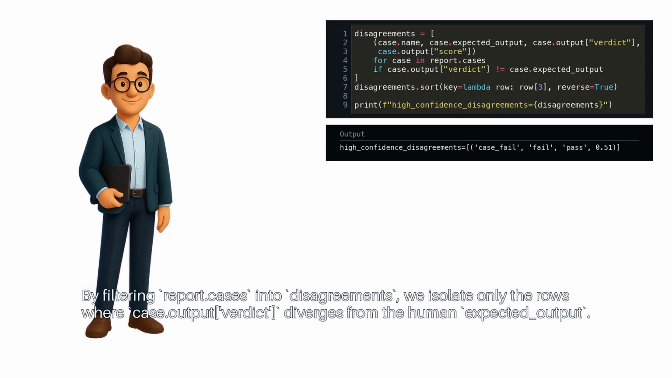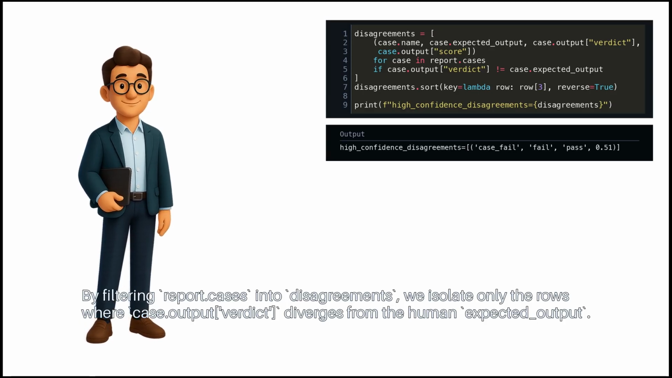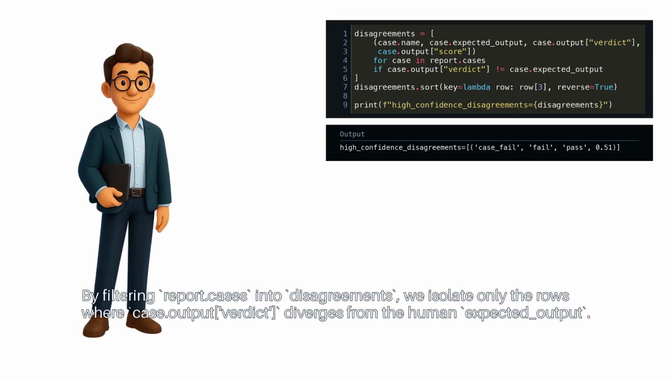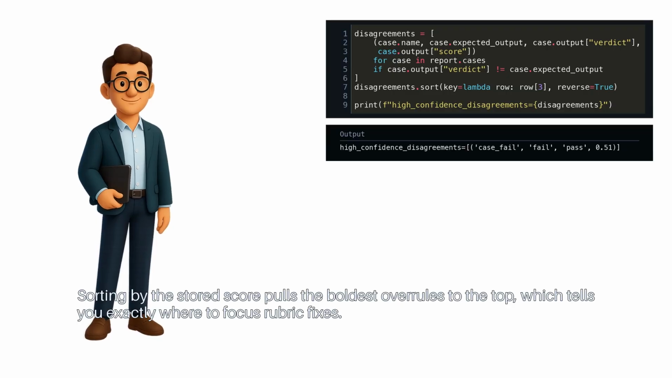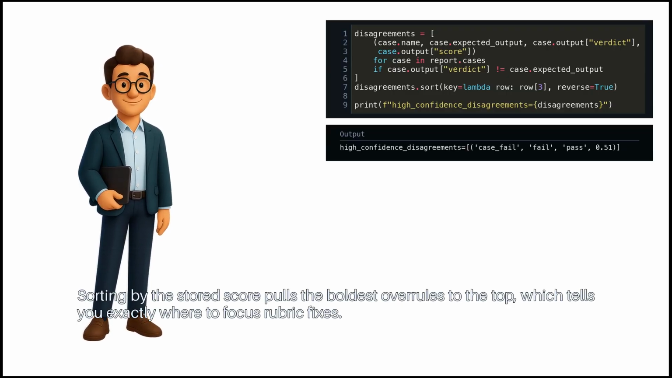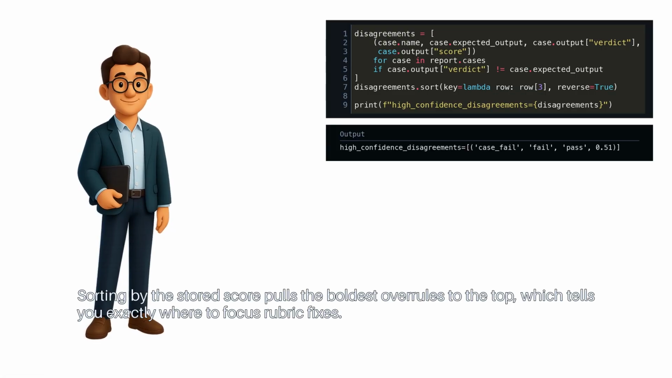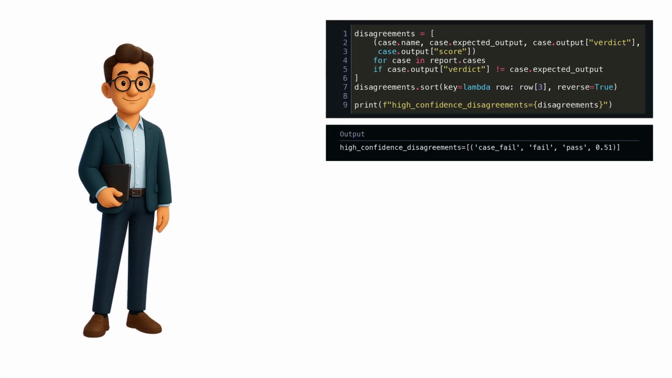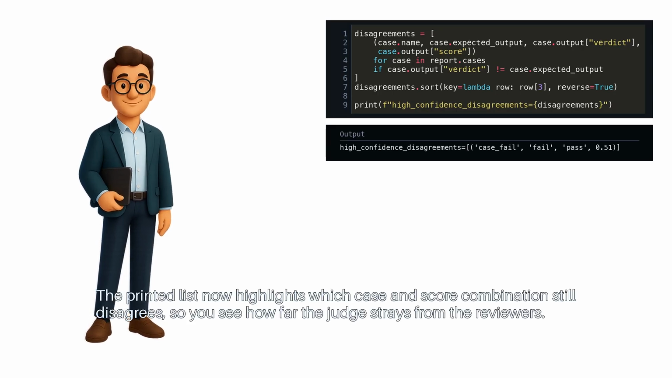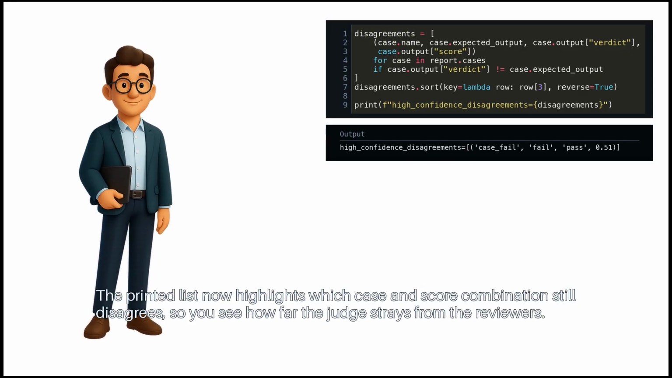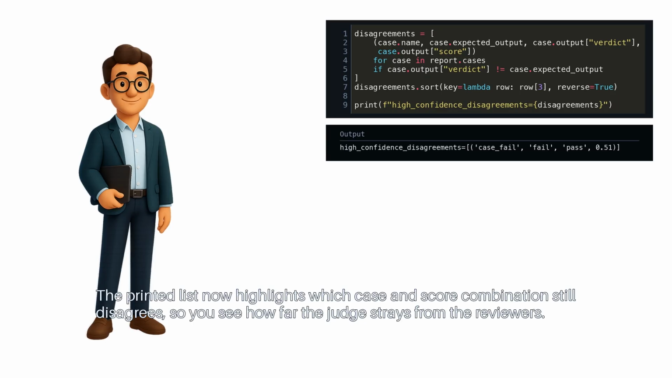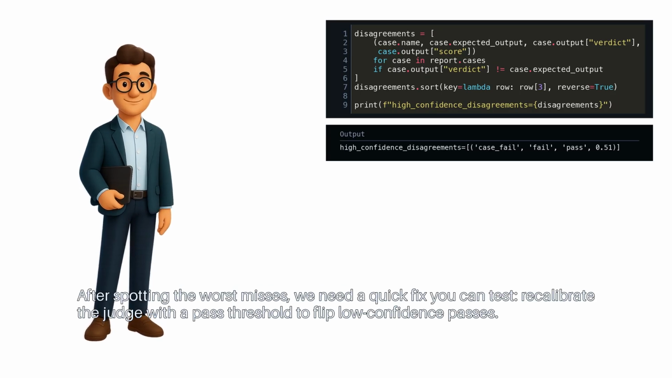By filtering report.cases into disagreements, we isolate only the rows where the case output verdict diverges from the human expected output. Sorting by the stored score pulls the boldest overrules to the top, which tells you exactly where to focus rubric fixes. The printed list now highlights which case and score combination still disagrees, so you see how far the judge strays from the reviewers. After spotting the worst misses, we need a quick fix you can test.